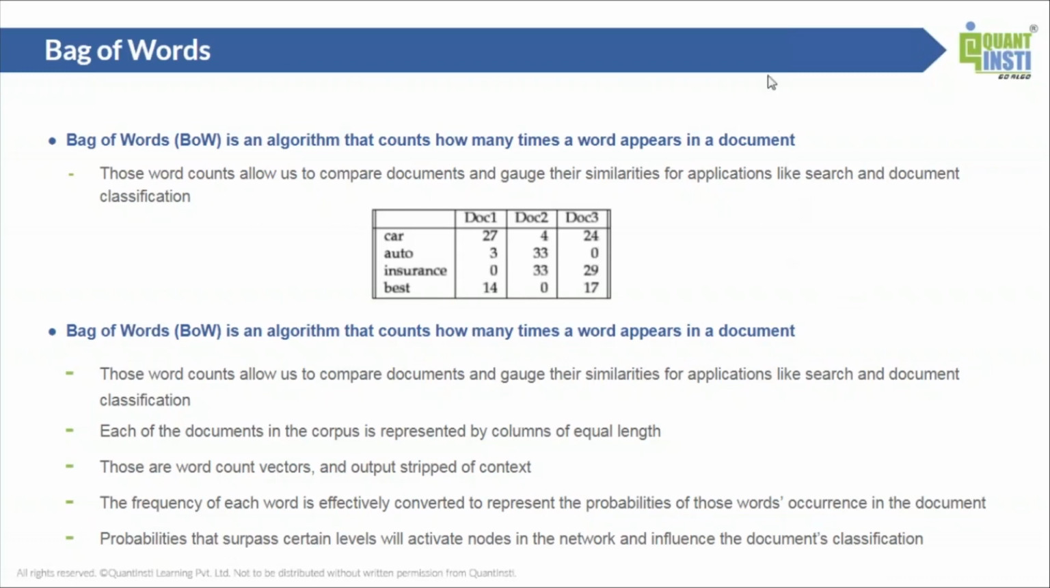representation. And what else? Yes, and then the probabilities that surpass certain levels will activate nodes in the network and influence the document's classification. So, I mean, the words car, auto, insurance, and best. Well, best might be a positive word, but basically, it's a matter of the words that are associated most with positive sentiment that get the highest classification.